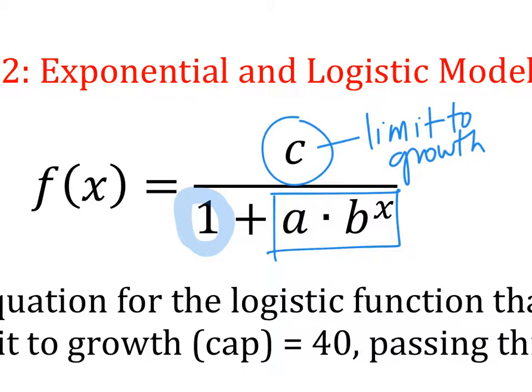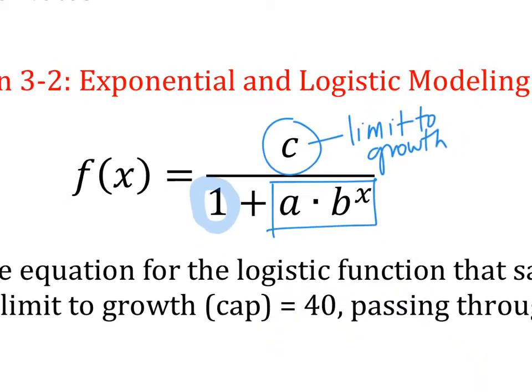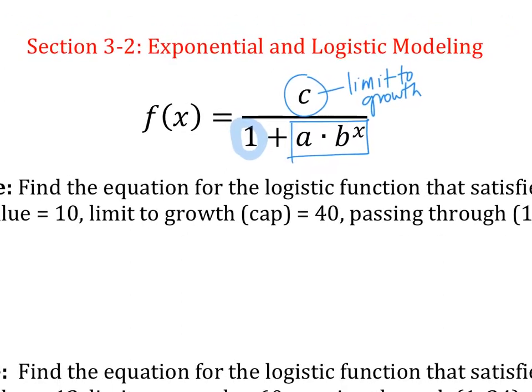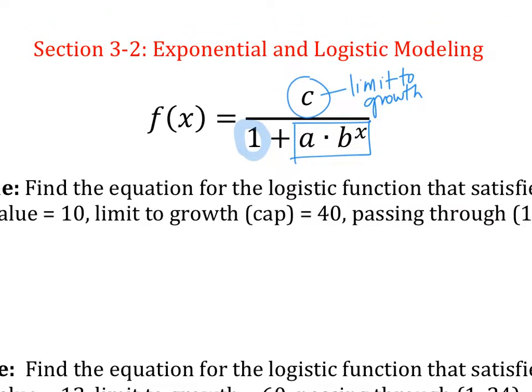3. There are 3 things you don't know, right? A, B, and C. You don't know A, B, and C. So how many independent equations do you need to solve this A, B, and C? 3. You need to somehow find 3 pieces of information to help you solve A, B, and C. So looking at this question, are there 3 things I can use to solve this? Yes, I have an initial value. That's probably going to help me create 1 equation. I have a limit to growth. That's the second thing. And then I have a passing through 1 and 20. So those 3 things are going to help me solve A, B, and C.